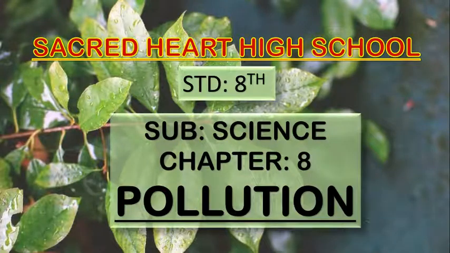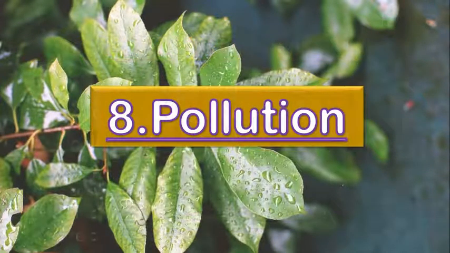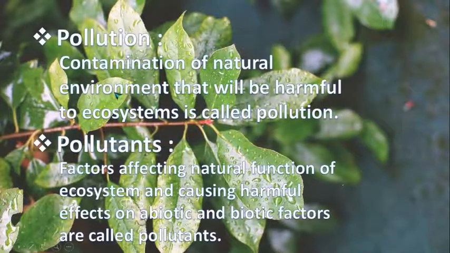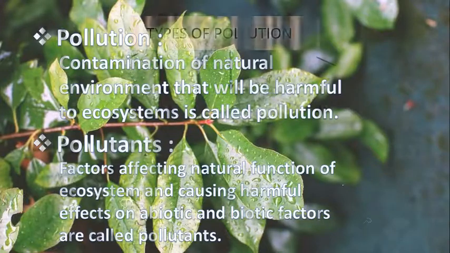Today we start with Science Chapter 8, Pollution. Pollution: contamination of the natural environment that is harmful to the ecosystem is called pollution. Pollutants: factors affecting the natural function of the ecosystem and causing harmful effects on abiotic and biotic factors are called pollutants.